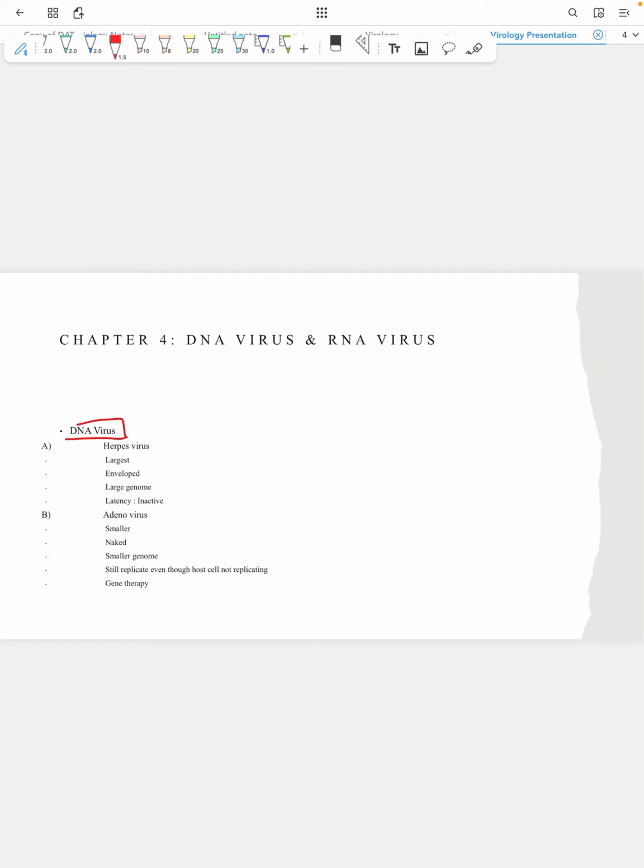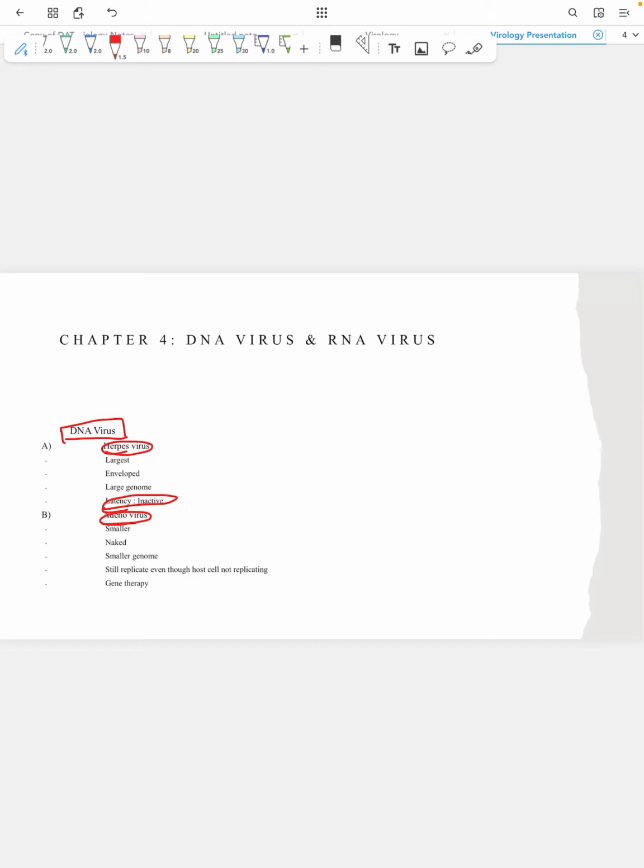First, we will talk about DNA virus in further detail. DNA virus has two major types, herpes virus and adenovirus. First, herpes virus. It is the largest virus that is enveloped and indeed has a large genome. A unique characteristic of the virus is that it goes into latency, which means inactivity for quite a long time.